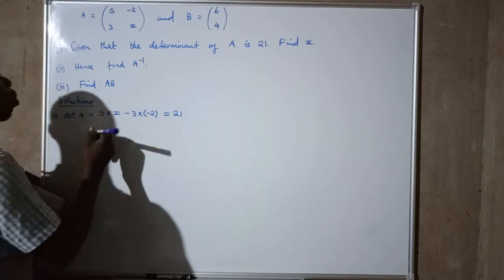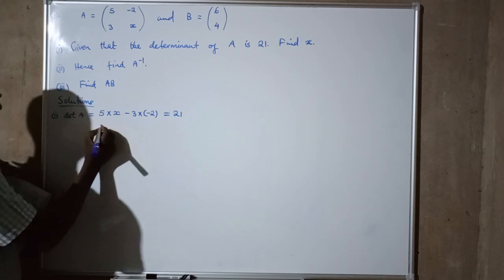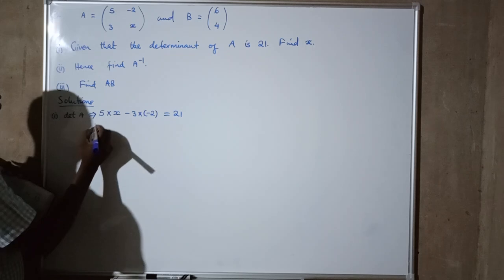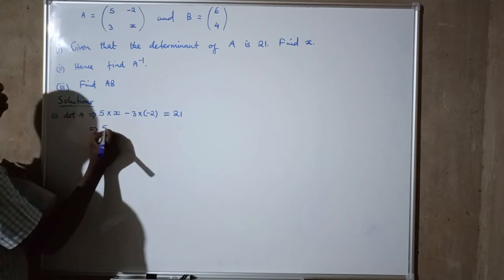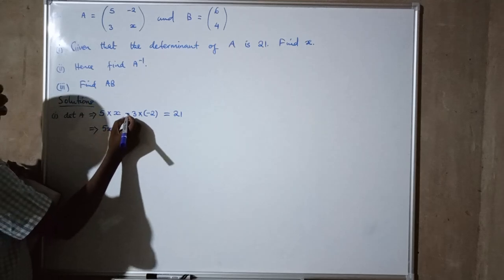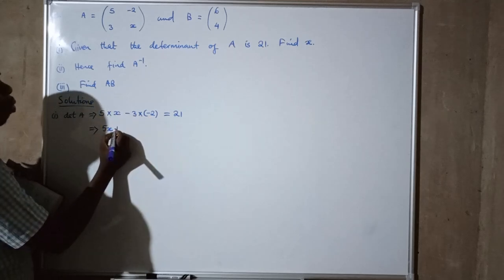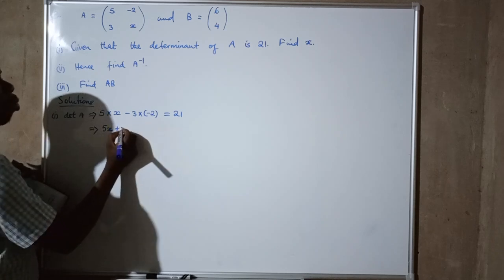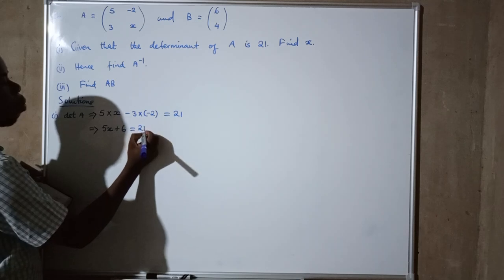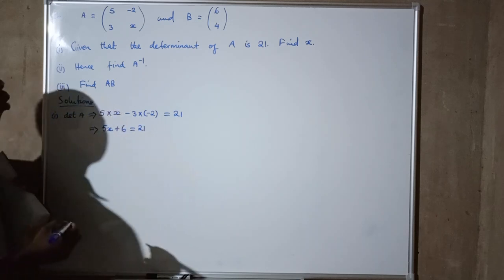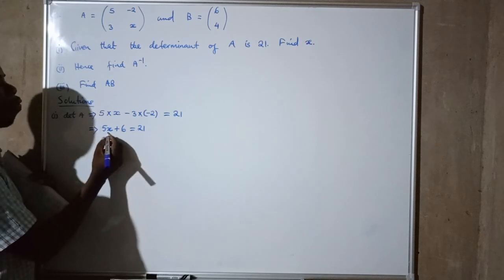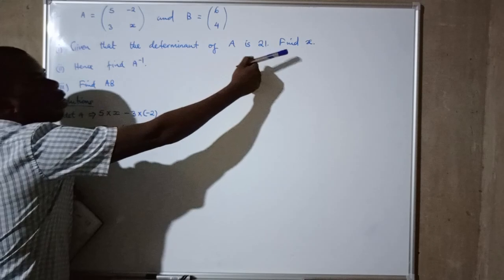So now it means here we say 5 times x. So we'll do it like this. This implies 5 times x to be 5x. Then here we'll say negative times negative positive. Then 3 times 2, it will be 6. Then we'll say equals 21. Then this one becomes a mathematical equation where we need to solve for x, because we are saying find x.